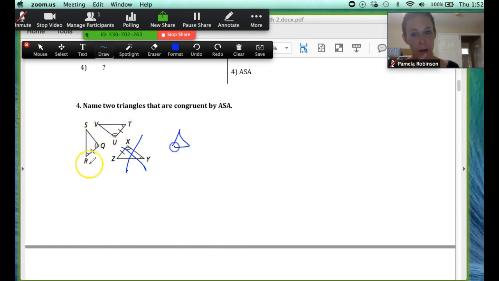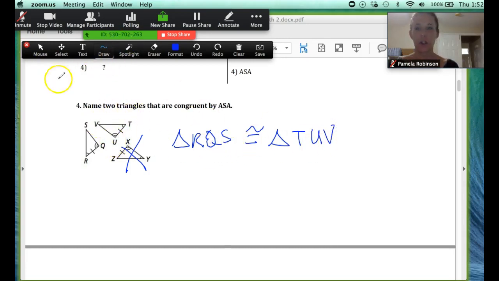And I would say triangle RQS is congruent to triangle. Since I started here with the 1 angle marking, I start here with the 1 angle marking. T, and then I went to the 2 angle marking with the Q, so I go to the 2 angle marking with the U. TUV. And there you have it. Make sure you label it in the proper order.